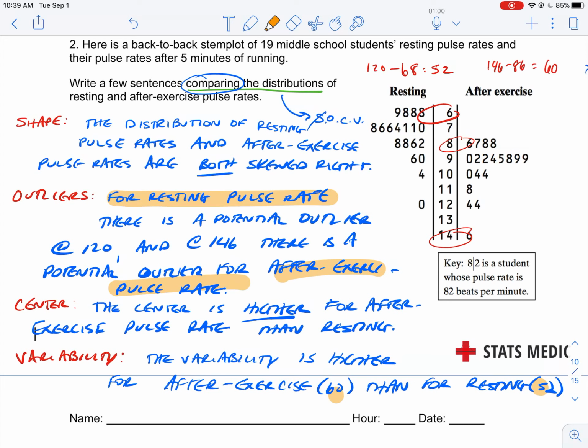And what we'll see later is when we do outliers, we're going to say, hey, there's a potential outlier here, or we can say there is an outlier, but you're going to need to show those calculations to be able to do that. So that's the basic gist of displaying quantitative data and talking about it.